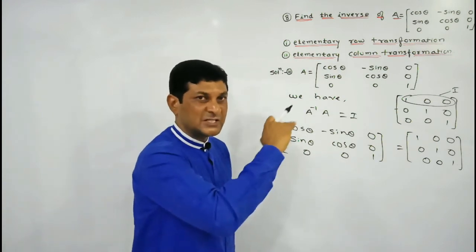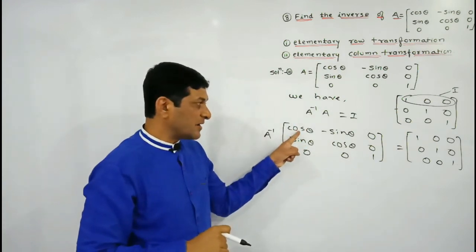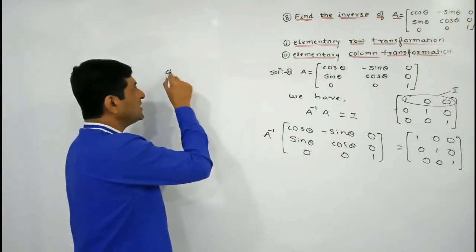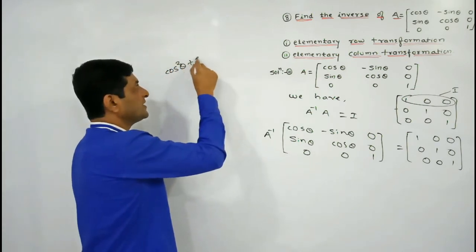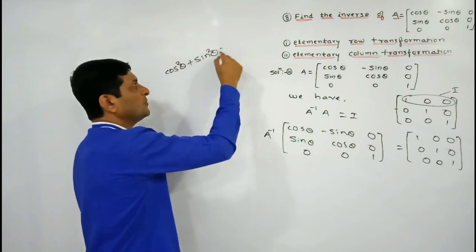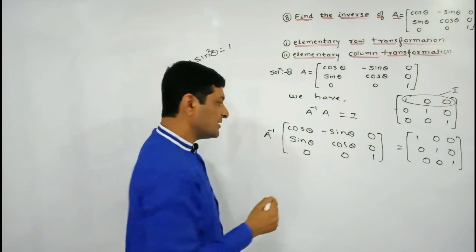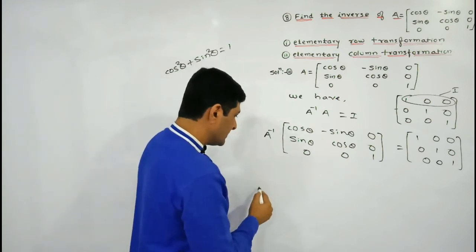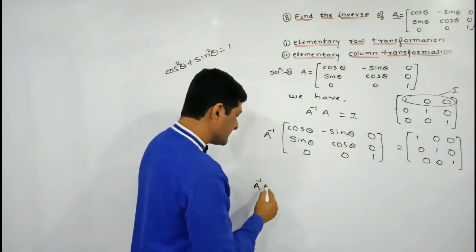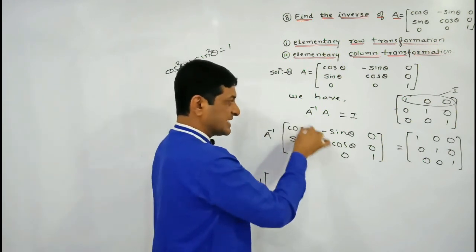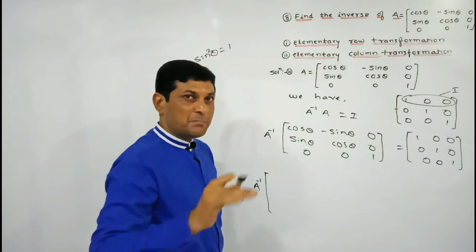But whenever we are applying column transformation, our first step is to convert the elements of the first row into 1, 0, 0, meaning here we will require 1. So we are able to get 1 using which identity? Cos square theta plus sin square theta is equal to 1. This method we have already applied in the case of row transformation. So the same method we are applying here. Keep this A inverse as it is. Now our operation is on C1. So here we will require cos square theta plus sin square theta.